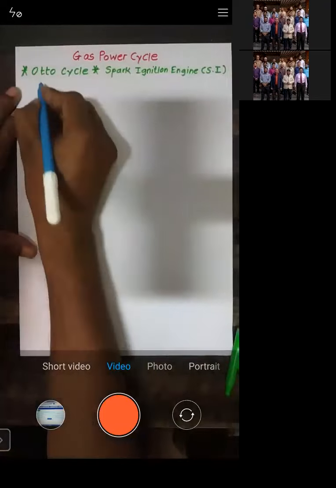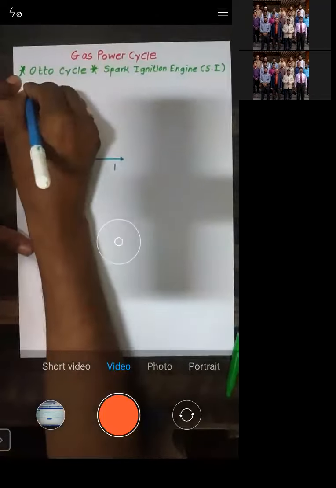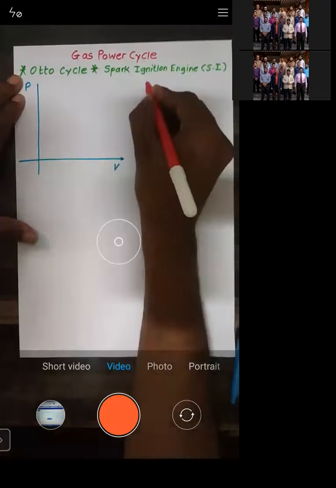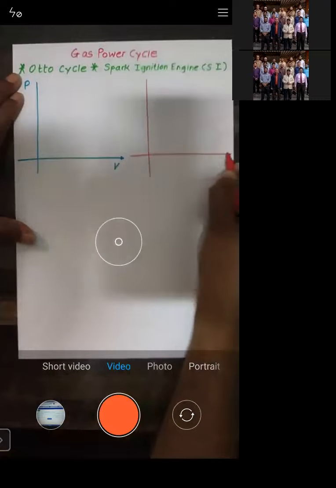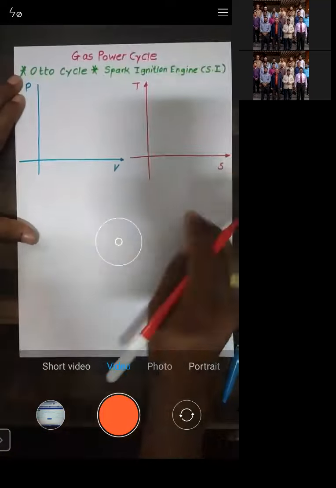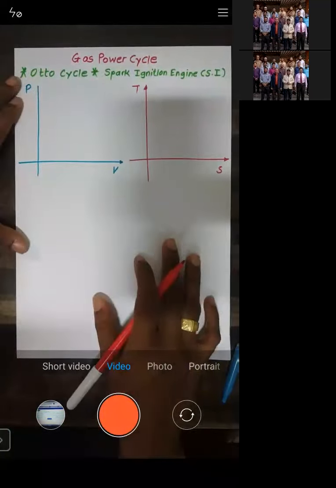Let us see, this is the pressure scale, and this is the volume scale. On the right hand side, I will draw the TS diagram. So, PV diagram and TS diagram. Let us start with the Otto cycle.